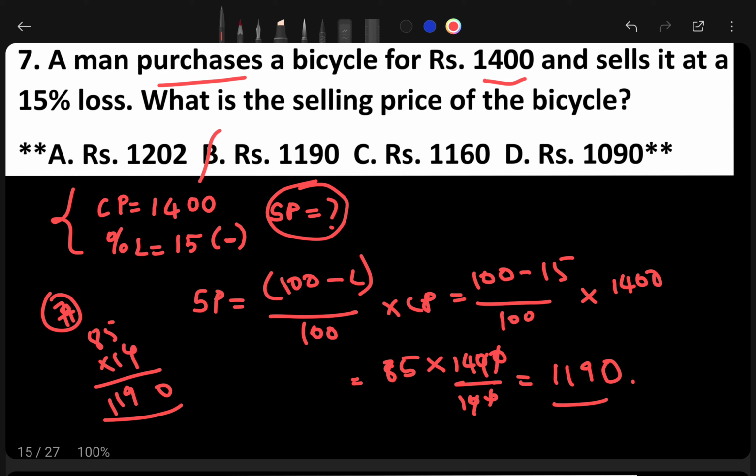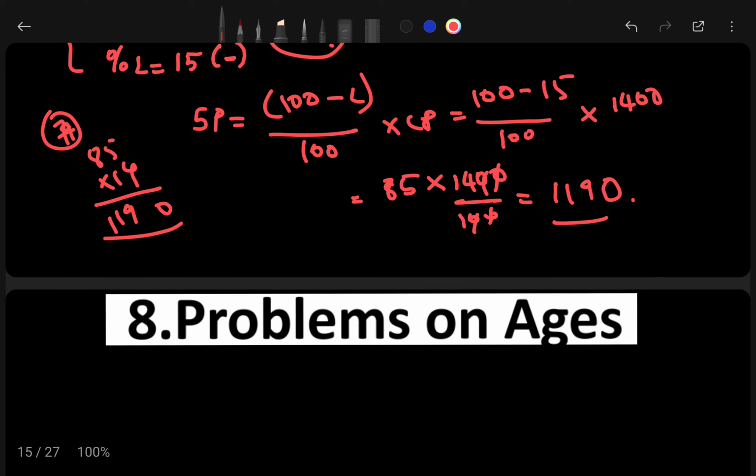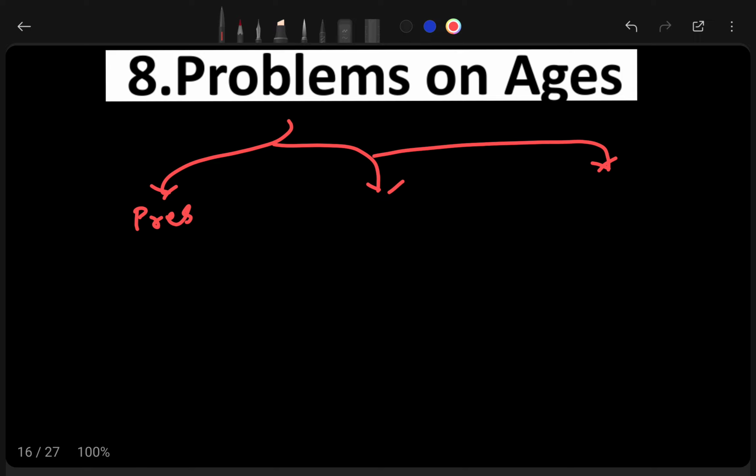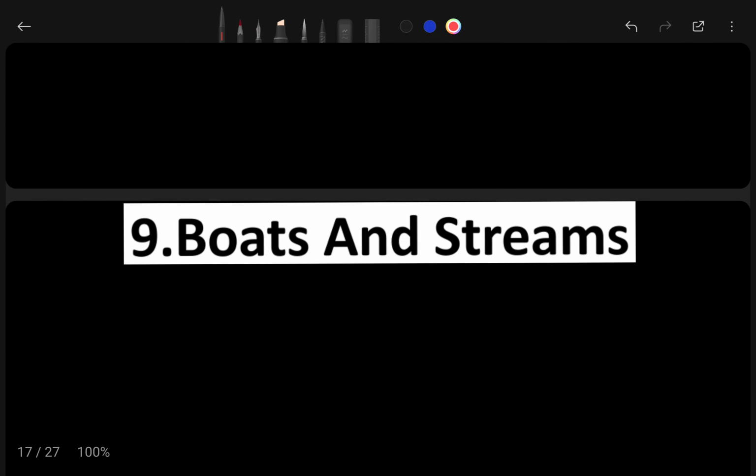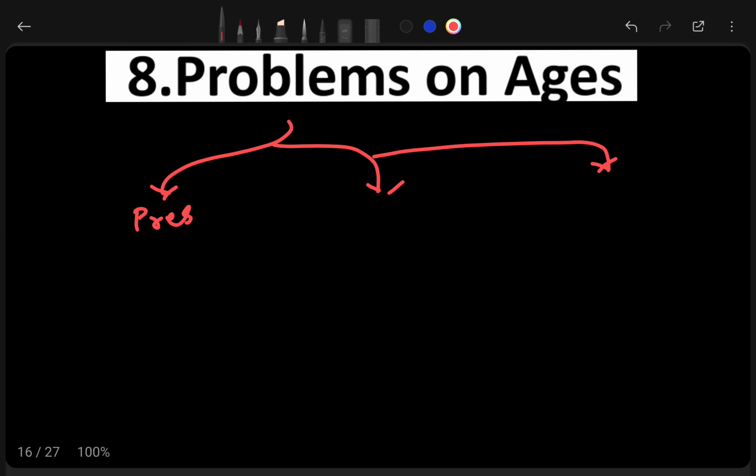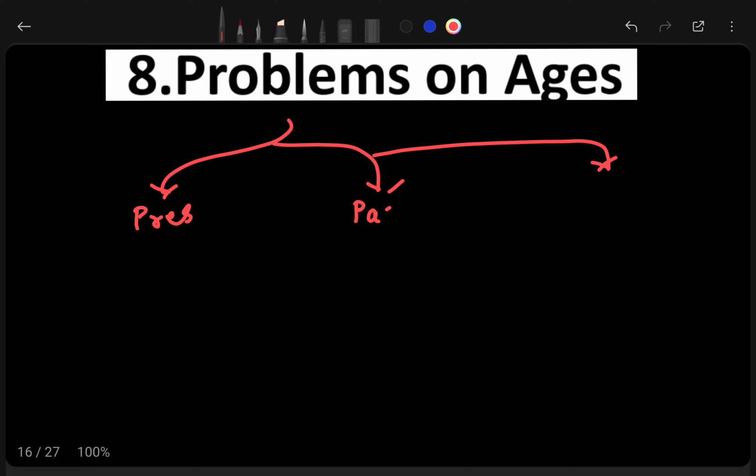Okay, now we shall go for our next concept. This is one more simple concept. In ages there is nothing to explain, but there are three types again in this: present age, past age, future age. He will be saying present age of a person is equal to present age of a person. That is very easy and simple.